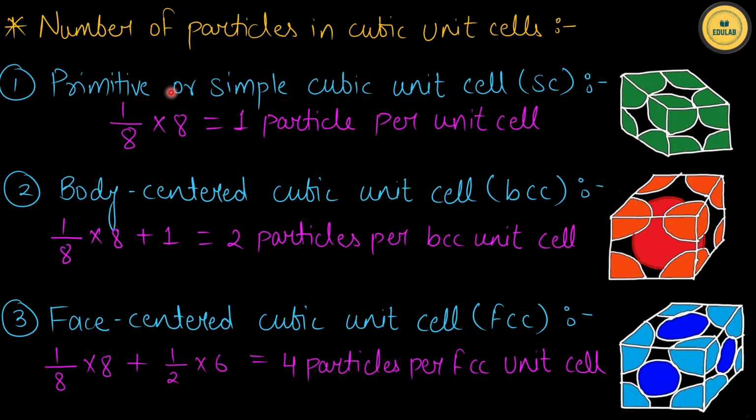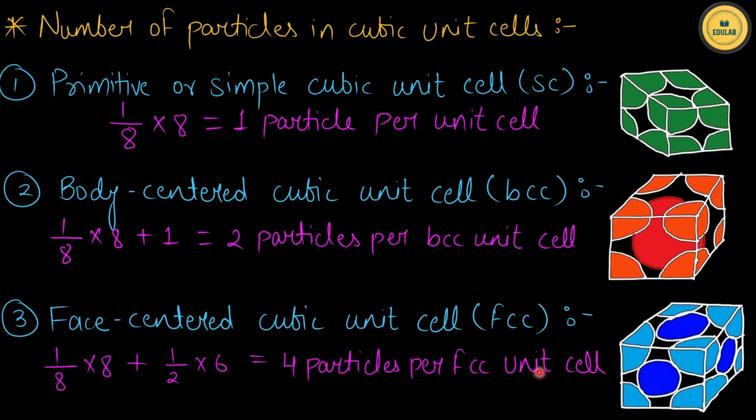First one is primitive or simple cubic unit cell, SC. In this there is only one particle per unit cell. Second one is body centered cubic unit cell, BCC, in which there are 2 particles per BCC unit cell. Next one is face centered cubic unit cell, FCC, in which there are 4 particles per FCC unit cell.